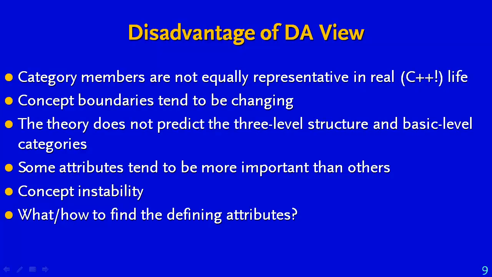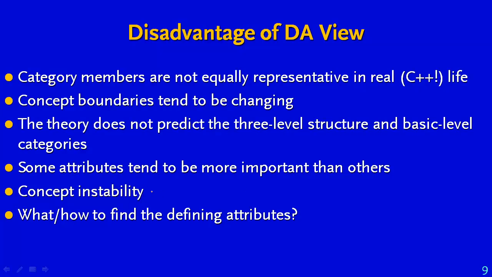In real life, the category members are not all equally representative. So you may have another animal, like a marsupial or something, which is a mammal and a reptile or something. In real life, the concept boundaries tend to change, so things change, the attributes become less and more. So the theory doesn't predict certain level structures, the three-level structures we'll talk about in a moment, and some attributes tend to be more important than others in reality.